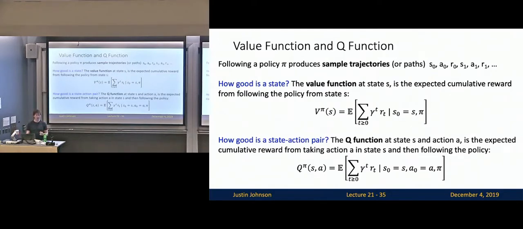So the value function is telling us how good is a state if we start in that state and execute the policy. And the Q function is telling us if we start with a state action pair and then follow the policy, how good would that initial state action pair be, assuming we follow the policy for the rest of time?